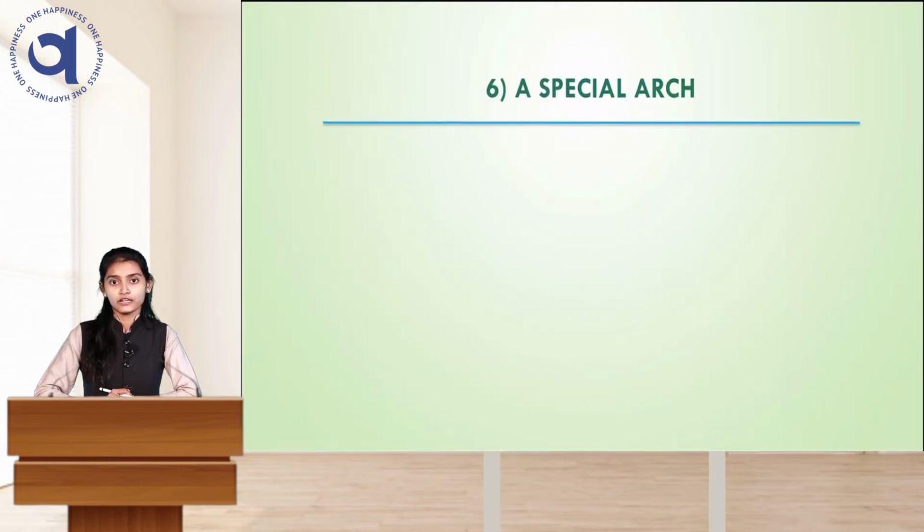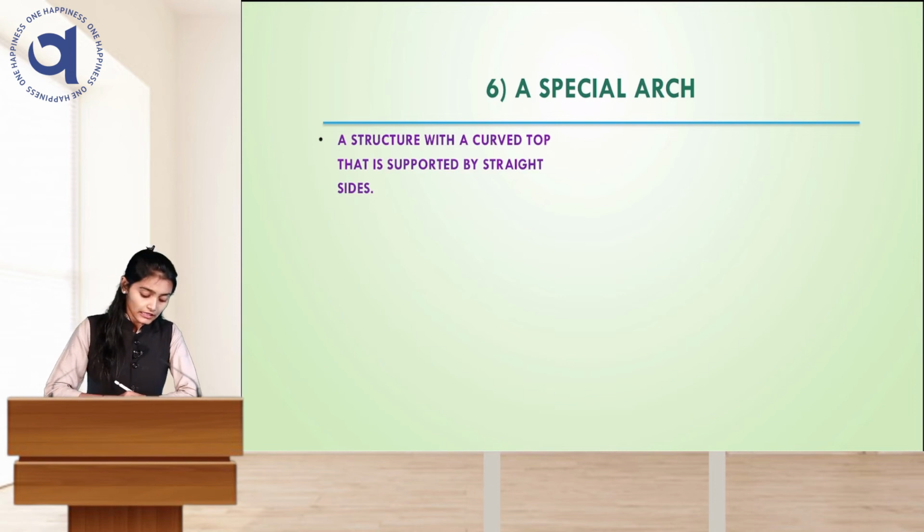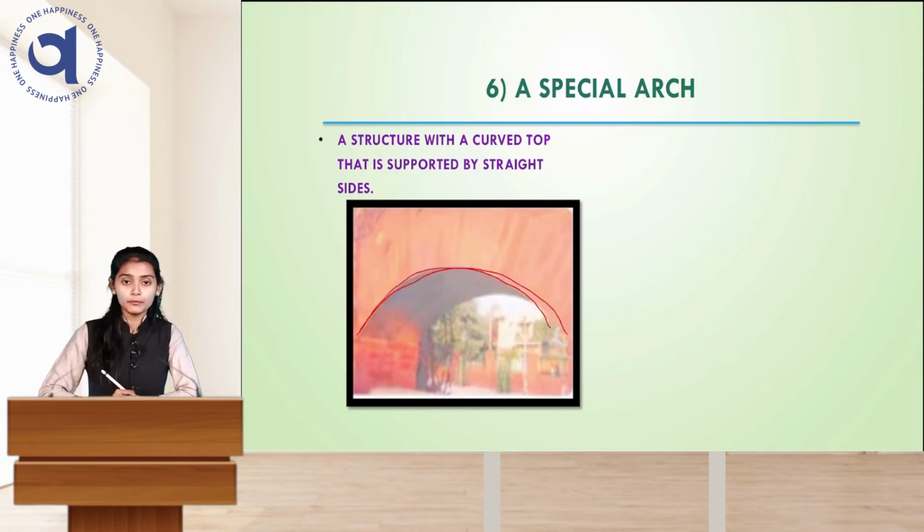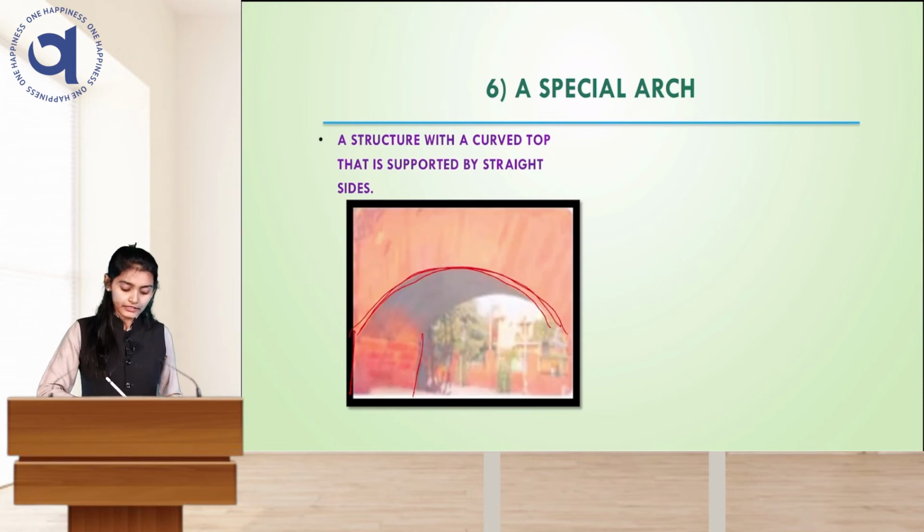Next, a special arc. But what is an arc? An arc is a structure with a curved top. See, it is a curved top that is supported by a straight side. It is a straight side. So that is called an arc. A structure with a curved top that is supported by straight lines, that is called an arc.